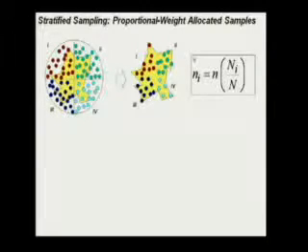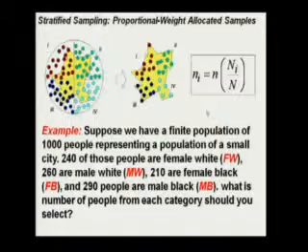This equation here is a very simple equation that will help you calculate the number of components belonging to each category in the sample. So Ni is the sub-sample size of each category. N is the total sample size. N capital I is the total size of that category in the population, and N capital is the total population size. Let's take a quick example here.